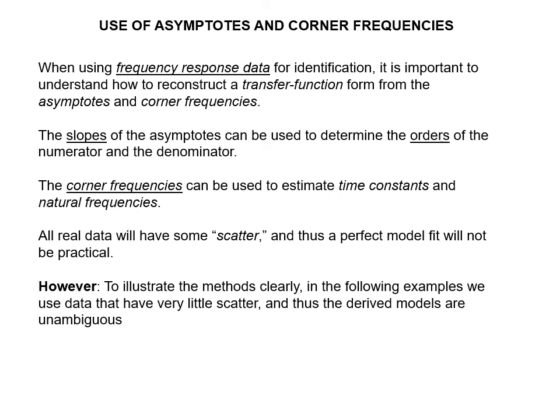Now, all real data is going to have some scatter involved. Therefore, a perfect model fit is not going to be practical, because there is going to be some scatter no matter what. However, for illustration purposes, in order to clearly show these methods, we can use examples that have very, very little scatter, and therefore the derived models are going to be unambiguous.